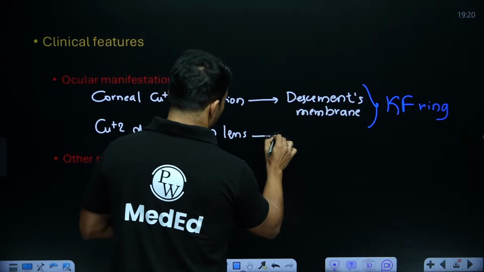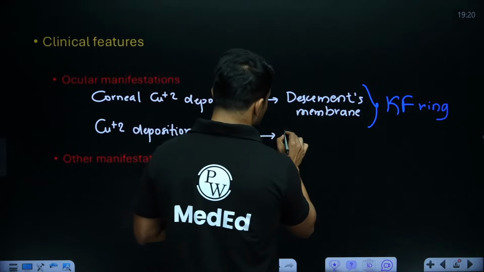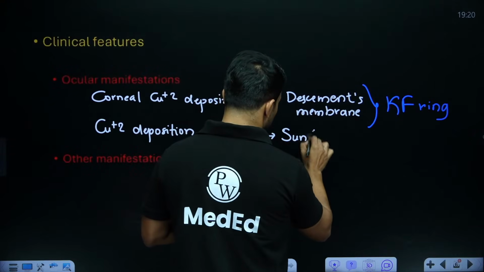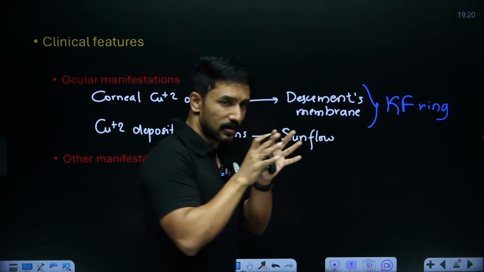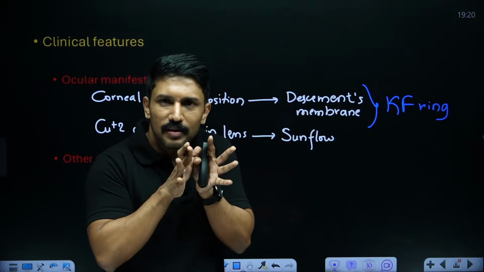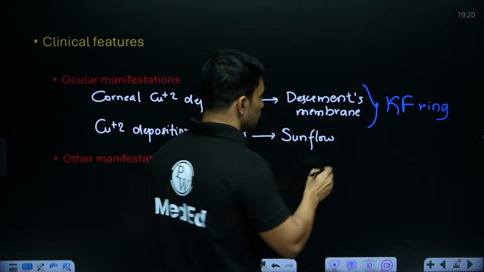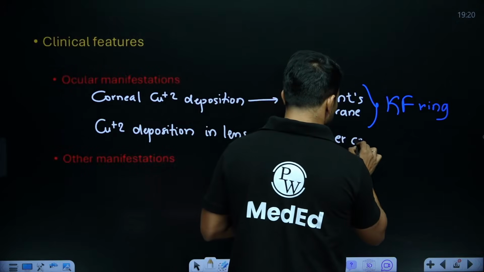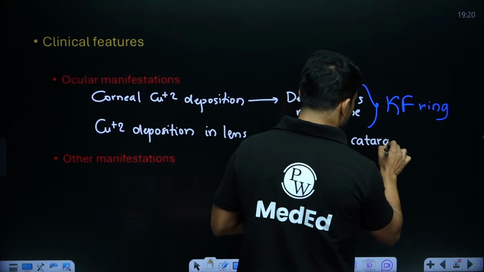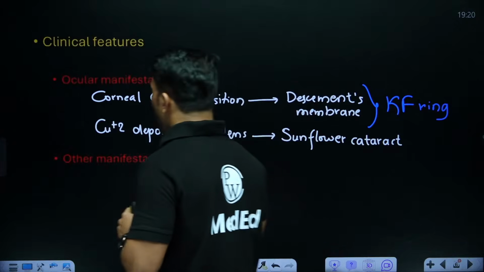Yes, this is again an important ophthal image-based question. We call it sunflower cataract, because it will have a central disc and it appears that petals are emerging out of it. So it's called sunflower cataract. Now both of these are important image-based questions from the ophthal side.